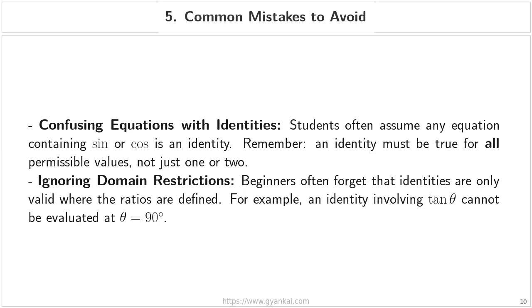Second, do not ignore domain restrictions. This is a subtle but vital point. As we discussed earlier regarding the definition of trigonometric ratios, identities are only valid where the ratios are actually defined. For instance, if you are working with an identity that involves tangent theta, you cannot evaluate or claim it holds true at theta equals 90 degrees, because tangent theta is undefined at that specific angle. Always keep an eye on where your functions might become undefined.